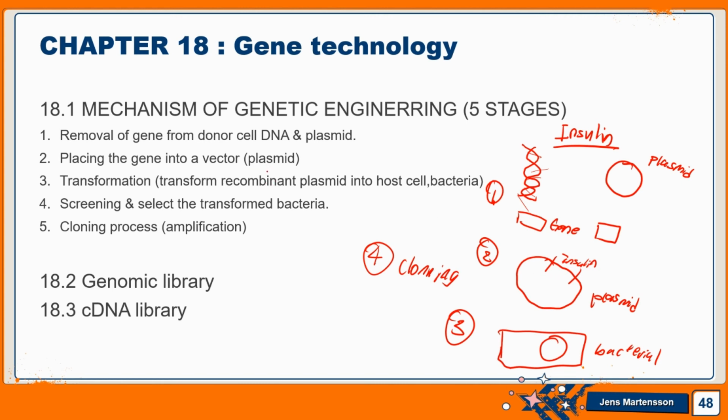Actually, there are two types of vector. There is plasmid and another one is bacteriophage. I have another example, I already forget it. Apa phage punya? Bacteriophage. I think bacteriophage. I already forget, but you can refer to the textbook.